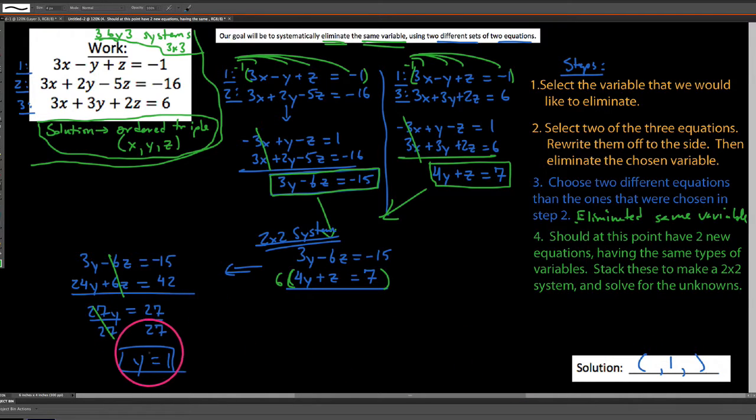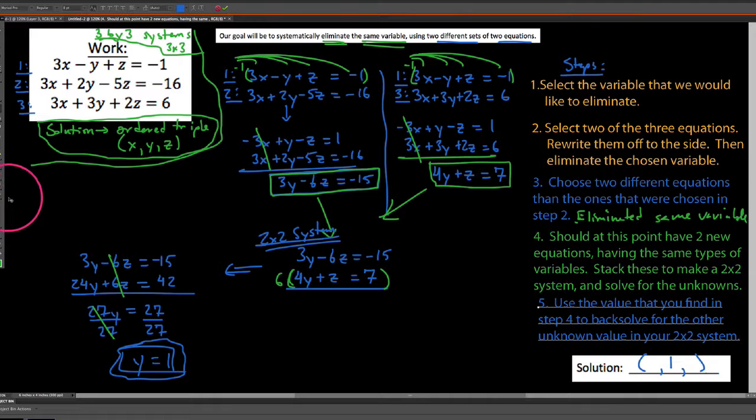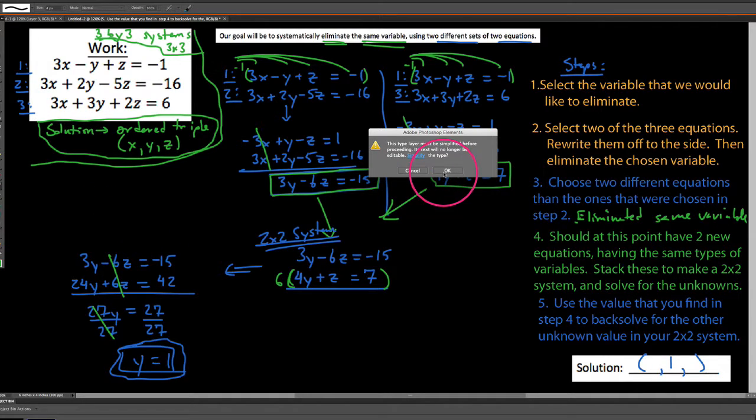And then the neat thing about this is, once I know y, how do I solve for the other variables here? Well, I'm going to put in a 5th step here, and basically we're going to use a word here. Use the value that you find in step 4 to back solve for the other unknown value in your 2x2 system. So essentially what I'm saying is, now I know y. So what else can I go find?